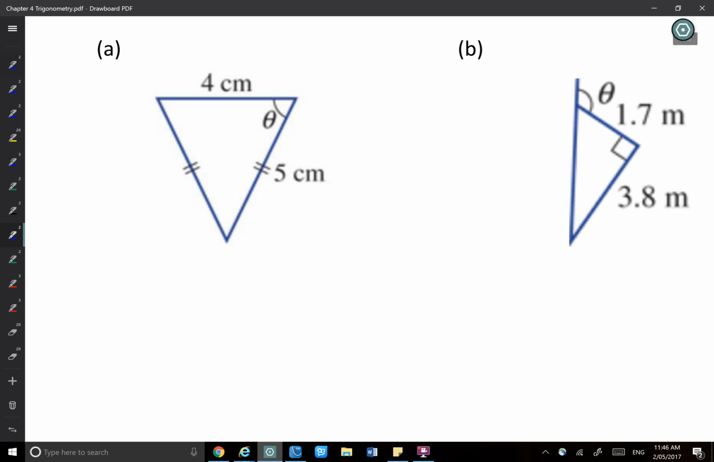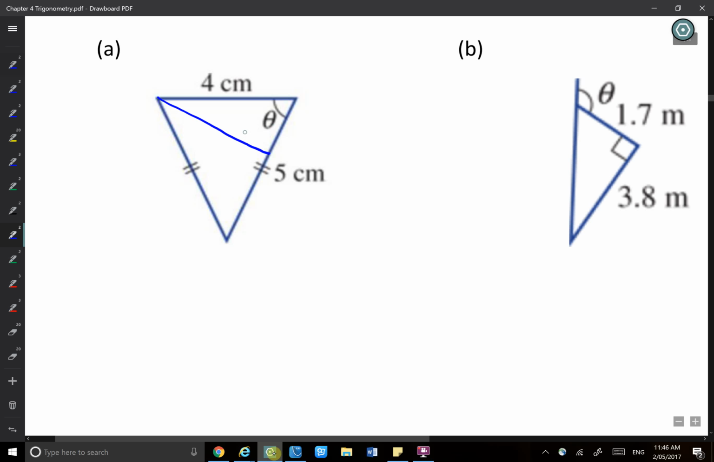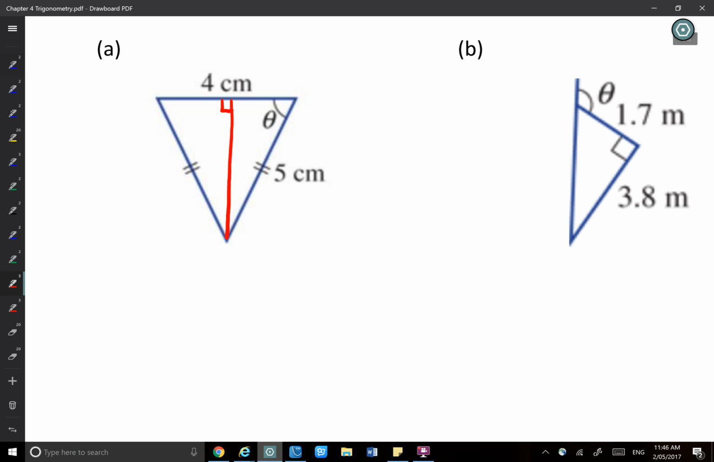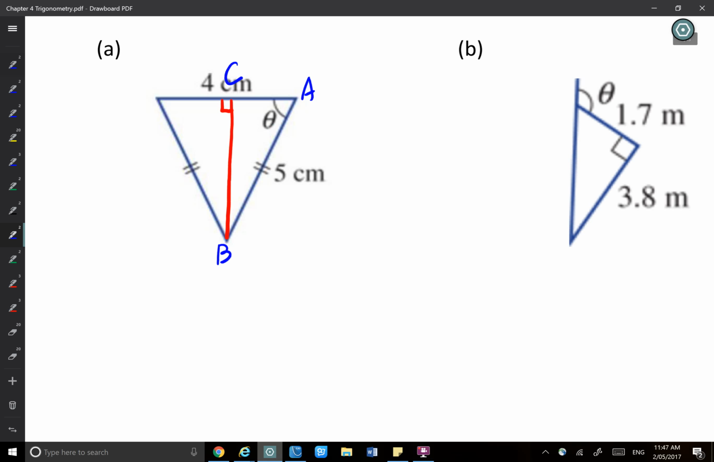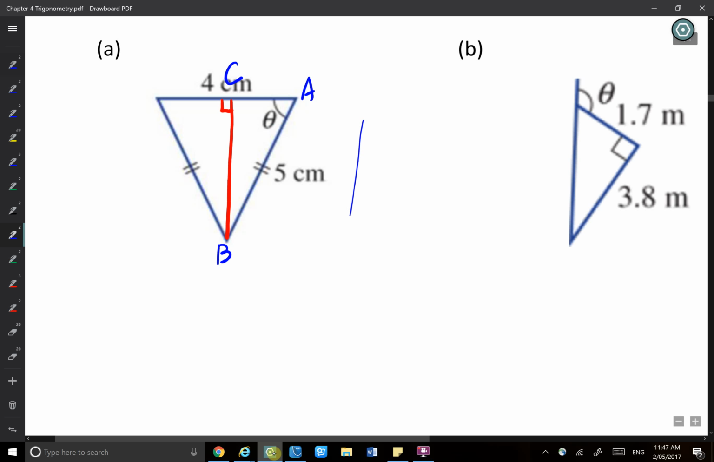There's no right angle at all, but we can create a right angle. So how can we make a right angle here? So this half, that half. Let's give the points A, B and C here. So ABC is a right angle triangle, and let's put that out because we want to know the angle here, theta.